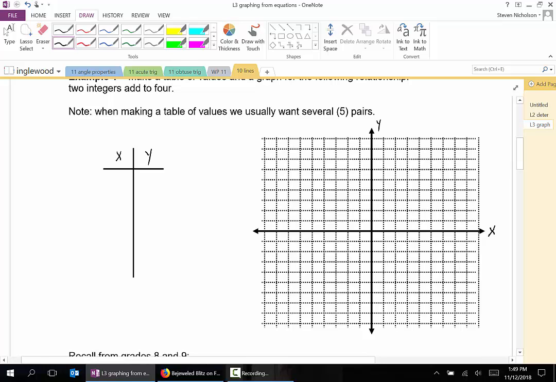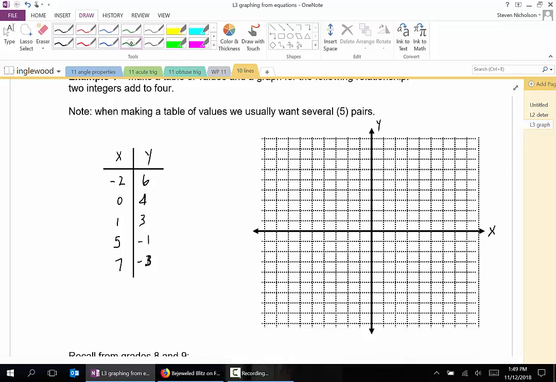So I'm just going to make up 2 nice numbers that add up to 4. I'm going to try to have some positives and some negatives, and I want to make sure that they all fit on the graph. So here are 5 pairs of numbers that add up to positive 4. Now we're going to review graphing those. We don't really have an equation, but we made a table of values, x comma y. X always comes first. Think of the order of the alphabet, and y second.